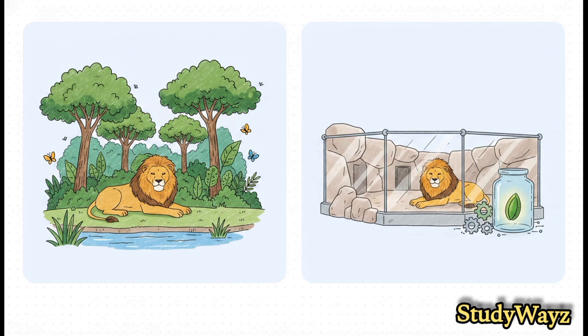In that case, you might safely move it to a zoo. Or for plants, you might preserve their seeds in a gene bank. That is ex situ conservation, protecting them off-site, safe, and away from their natural threatened habitat. Both strategies are absolutely critical tools.